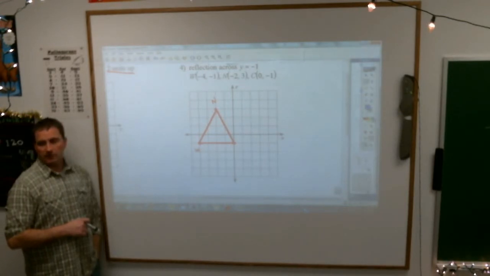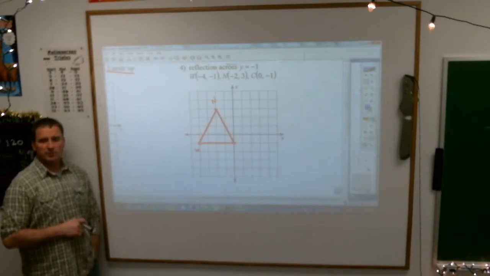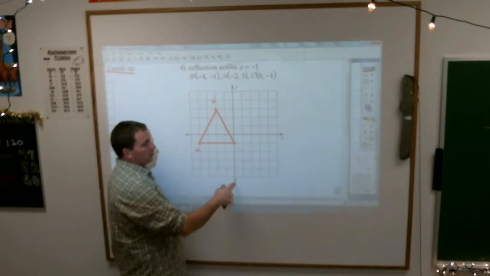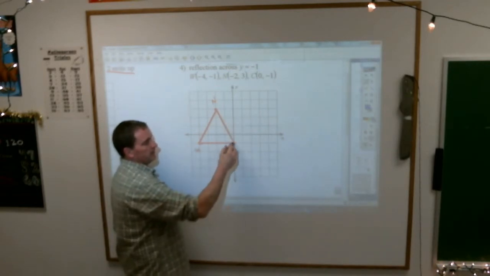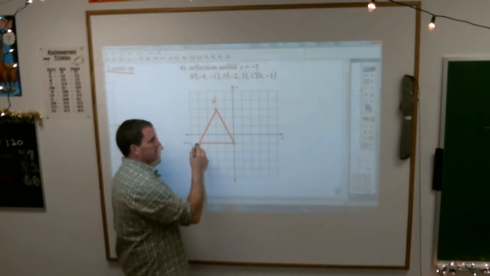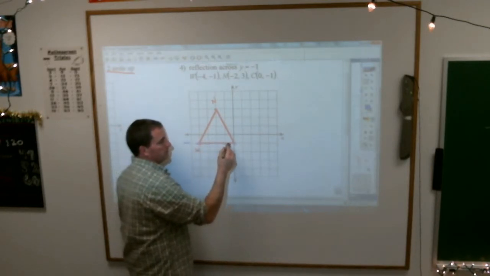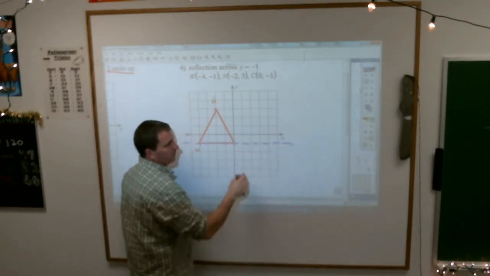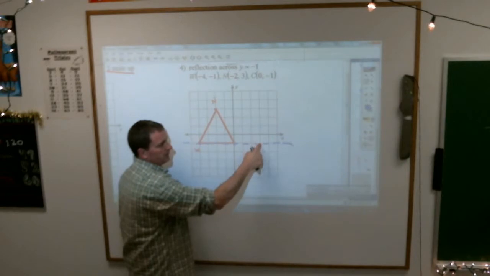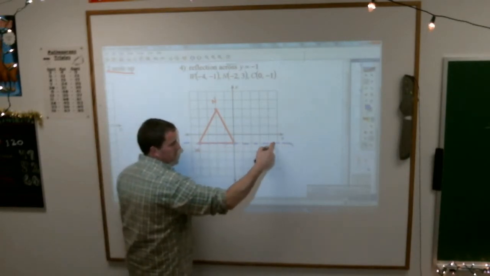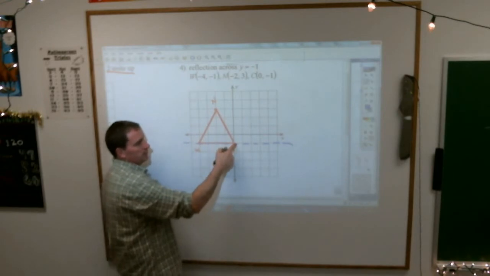Y equals -1. What does that mean? Well, where is y -1? Look at the y-axis. It's -1 right here. That means you're reflecting across this, because every point, when you go across like this, y is always -1 there. -1 here, -1 there, -1 there. This is your axis of reflection, because that's where y equals -1.